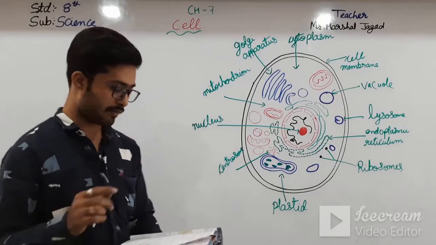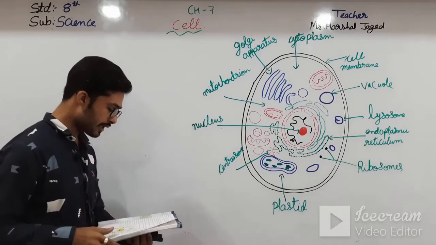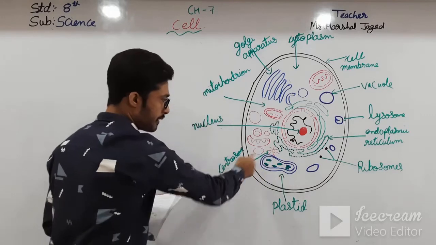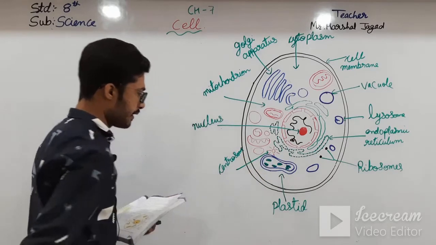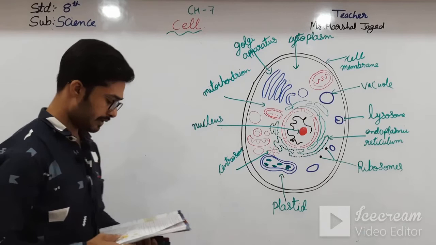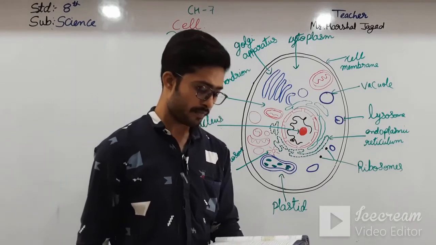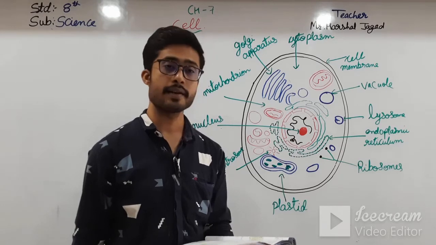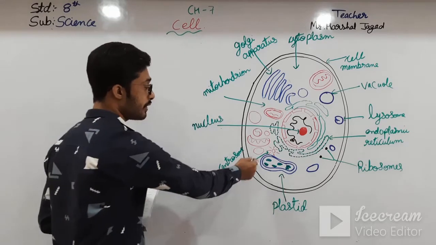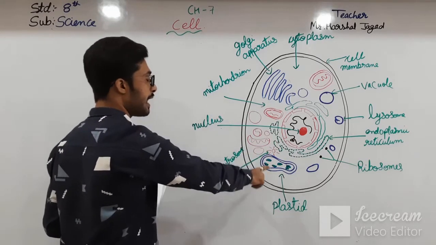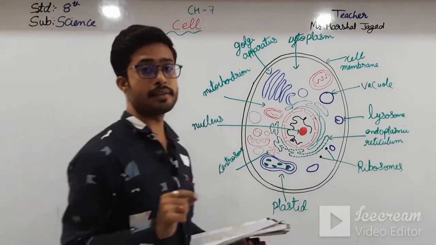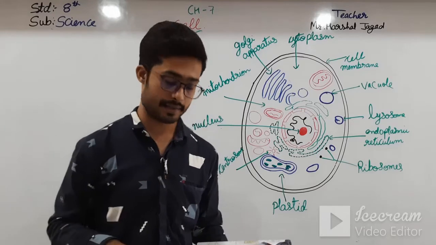Okay students, now moving further, centrosomes. See, it is over here. You can see how it works. These are found only in animal cells. They help in cell division. So, they are used for the division of the cell, and they are only found in animal cells, not in plant cells.